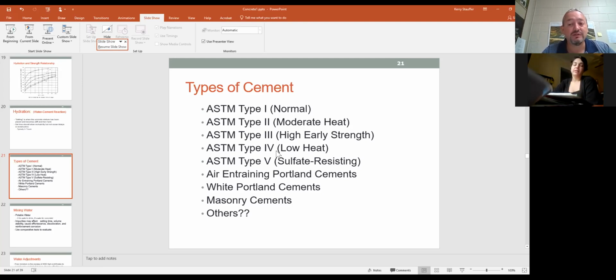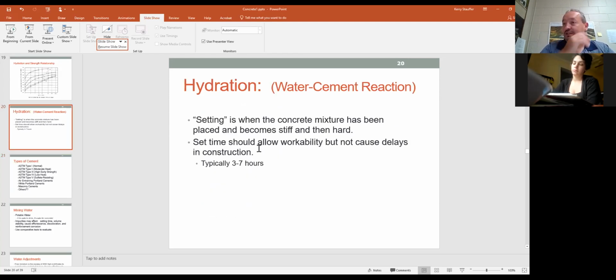Remember, not to be confused with an 80-pound bag of Quikrete that you can buy, because that's already got all the aggregates in it. So we're just talking about Portland cement. Portland cement is to concrete as flour is to a cake, so you can remember it that way. All right, now I'm going to jump back to this hydration.